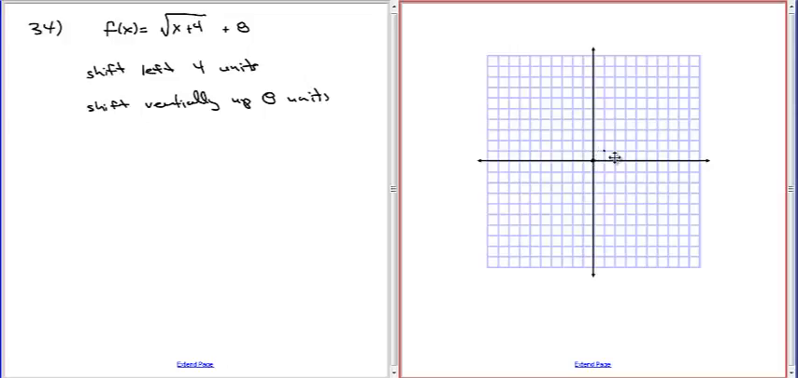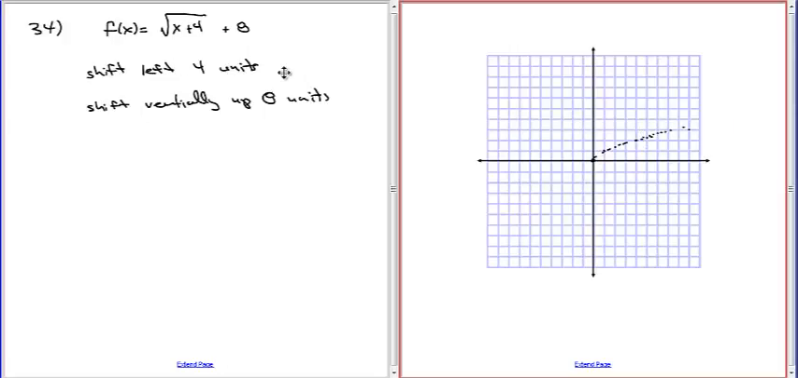Instead of going over 2 up 4, you go up 2 over 4. And then you'd go up 3 over 9. So that's 1 squared, 2 squared, 3 squared. So that is my parent function.